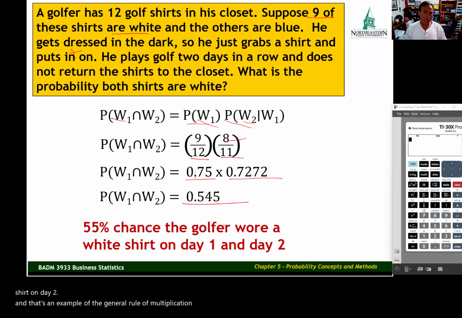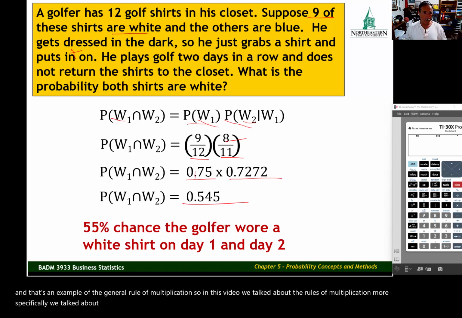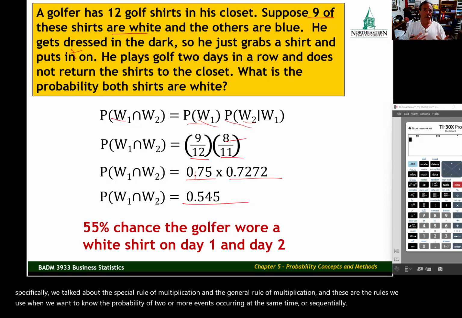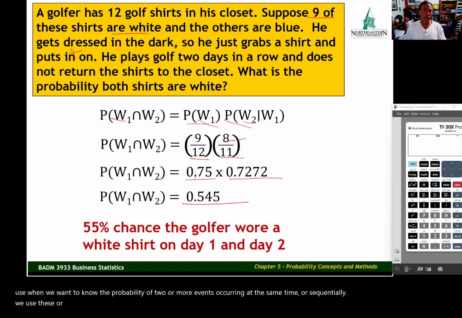So in this video, we talked about the rules of multiplication. More specifically, we talked about the special rule of multiplication and the general rule of multiplication. And these are the rules we use when we want to know the probability of two or more events occurring at the same time or sequentially. We use these rules when we want to know those types of probabilities.